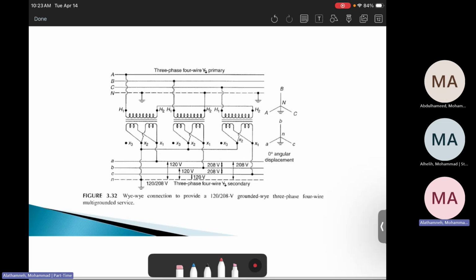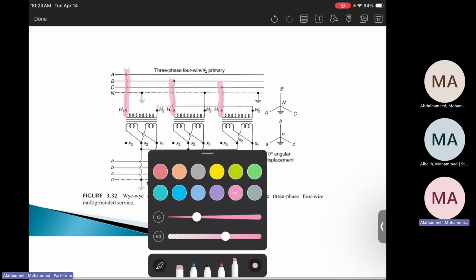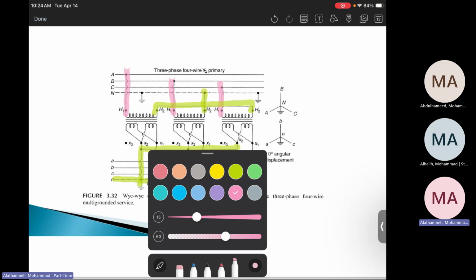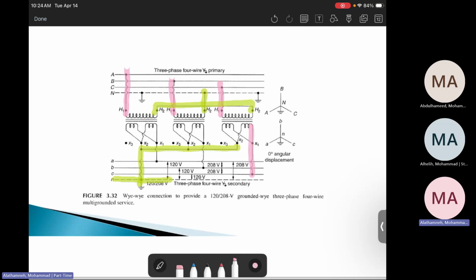Here is Y to Y. In order to make it Y to Y, as we know the Y, the lives are connected like this. Those are the lives to phases A, B, C, while the neutrals will be connected together here, then toward the neutral. Then the same thing in this secondary side. Then here are the neutrals. You see, these are the neutrals, while the lives, this is the live phase C, live phase B, live phase A. So you need to know the connection by looking at the picture.